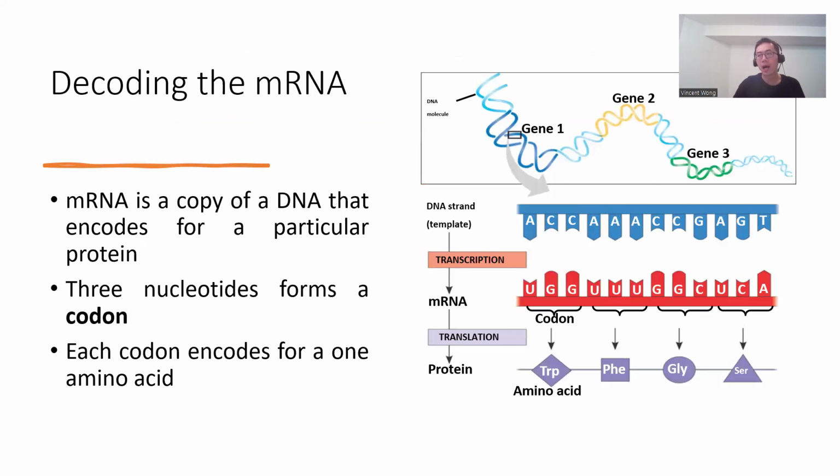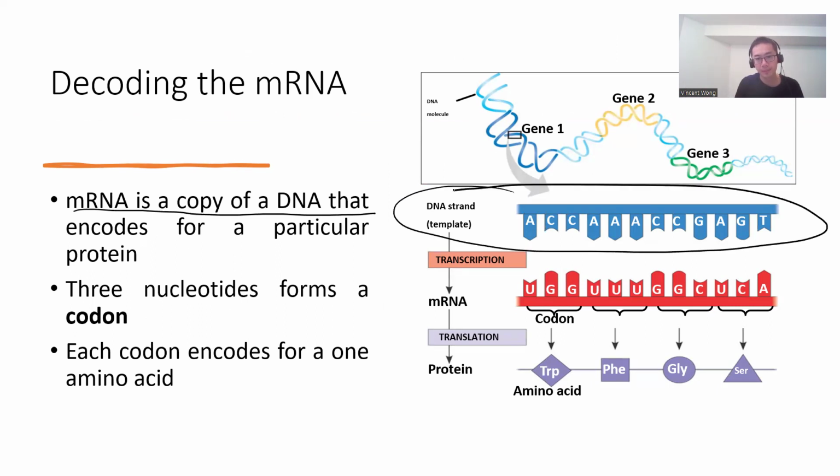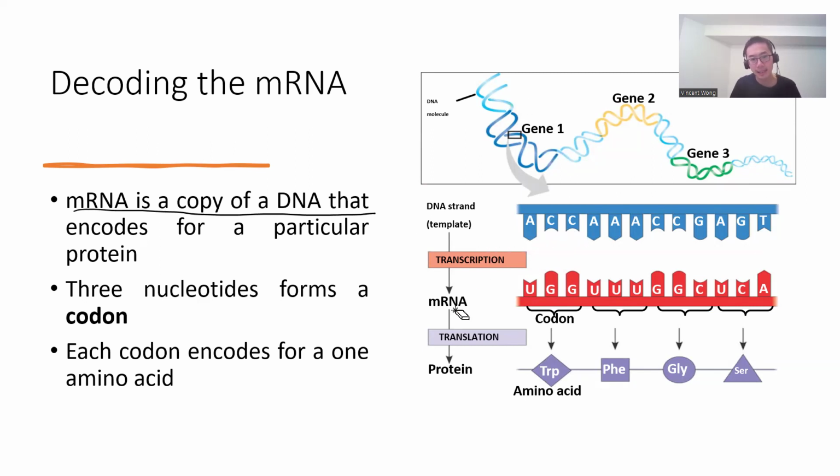So let's take a look at how we decode the DNA. We have the messenger RNA now, and the messenger RNA is, of course, a copy of the coding strand. For example, there's a template right here, just one of the genes. If the template is ACC, then the messenger RNA, hopefully you know now, is UGG.